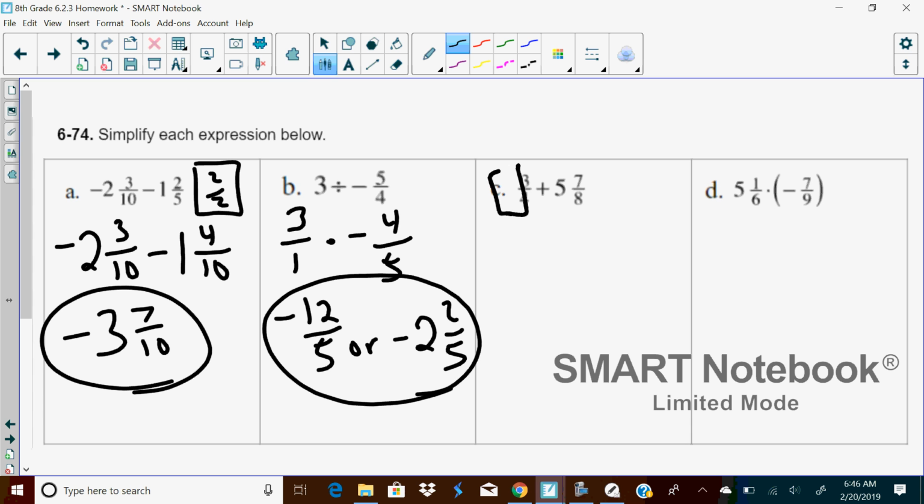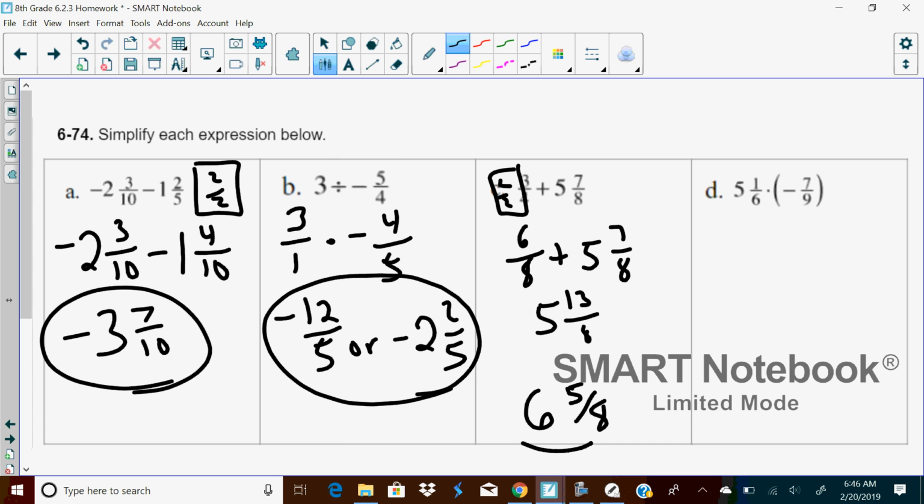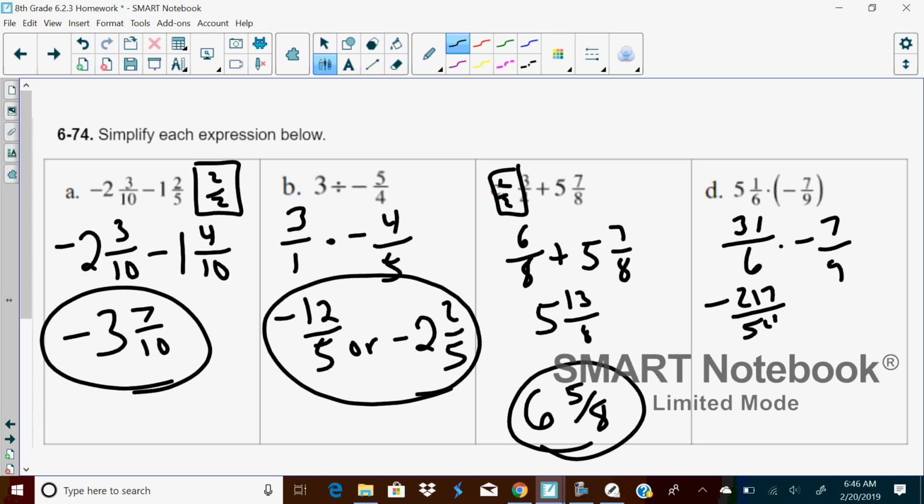C, I'm going to multiply the first one by 2 over 2 and get 6 over 8 plus 5 and 7/8. So I get 5 and 13/8, which I can't leave it as. So 8 goes into 13 once. So I'm going to get 6 and 5/8. And D, I gotta make it an improper fraction, so 31/6 times negative 7/9. So I got negative 217/54, or negative 4 and 1/54.